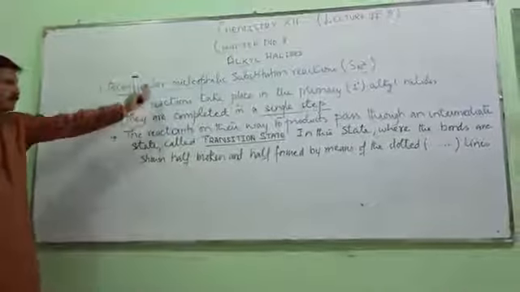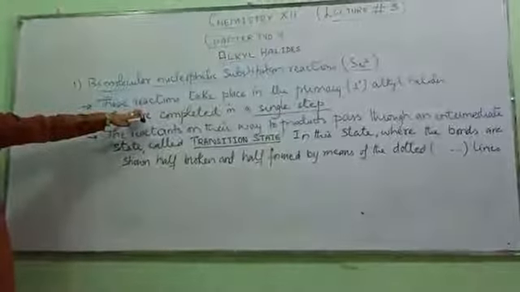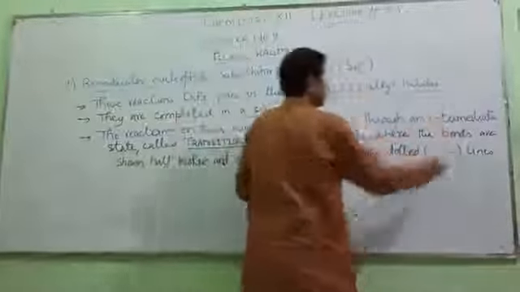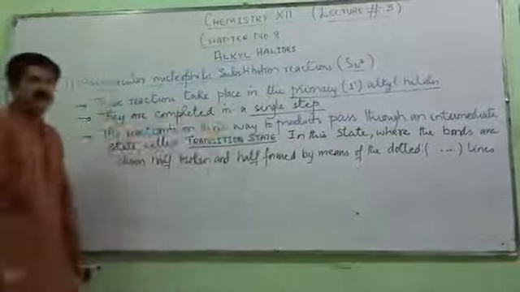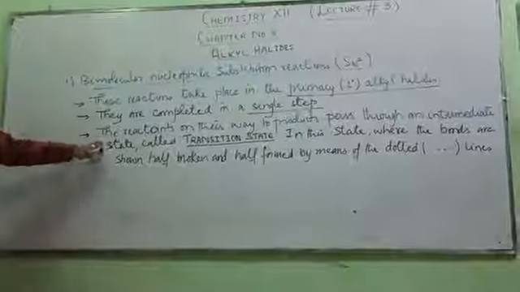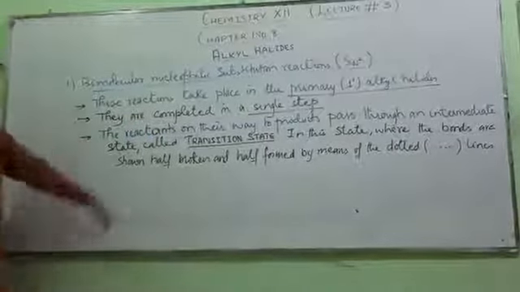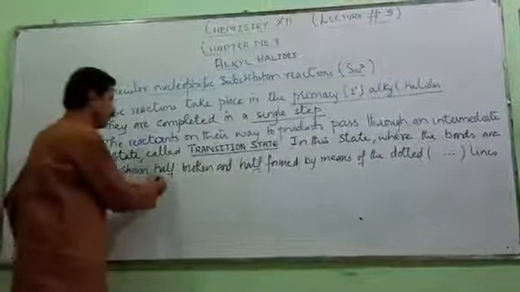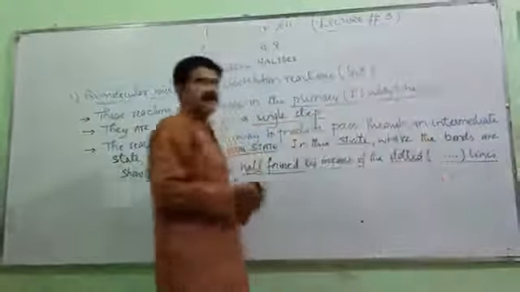So these are the things to be remembered for SN2 reactions to take place. First of all, such type of reactions take place in the primary alkyl halides. Secondly, they are completed in a single step. And thirdly, the reactants on their way to products pass through an intermediate state called the transition state, which represents that the bonds are half broken and half formed, and such bonds are represented by the dotted lines.